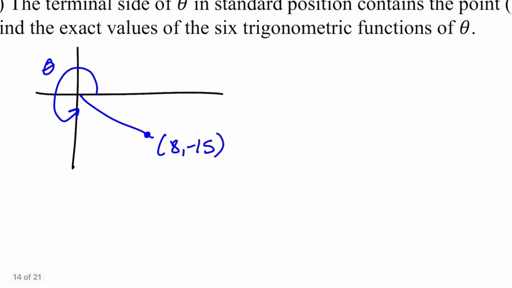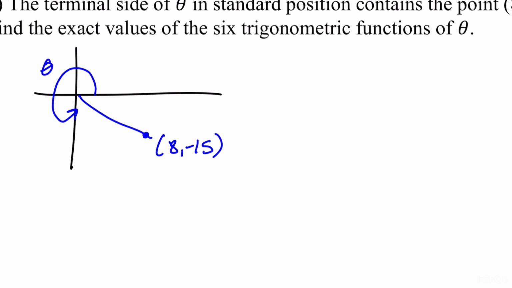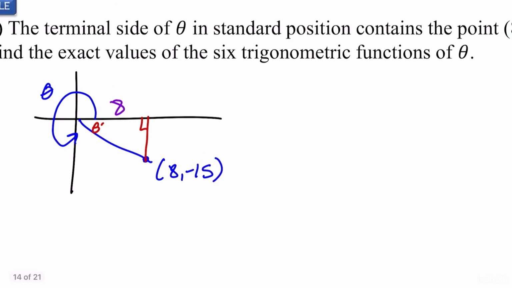We want to find the exact values of the six trig functions of theta, but really you're using the reference angle theta prime. So let's drop a perpendicular here. There's my right angle. If this is 8, negative 15, then that horizontal distance is going to be 8 and the vertical distance is going to be negative 15. Of course, it's not drawn to scale; it's very badly drawn, actually. Then we can use the Pythagorean theorem to find the hypotenuse. So 8 squared plus 15 squared equals r squared, and working that out, you're going to end up getting 17 for r.